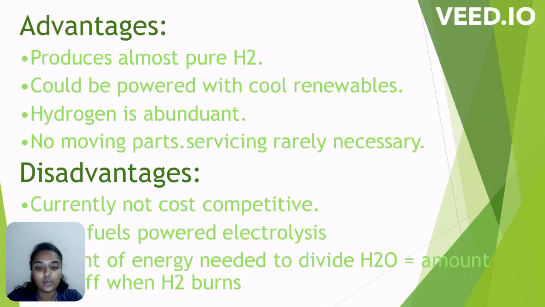Now let us see the advantages and disadvantages of electrolysis of water. Advantages: produces almost pure hydrogen gas, could be powered with cool renewables. Hydrogen is abundant, no moving parts, servicing rarely if necessary.